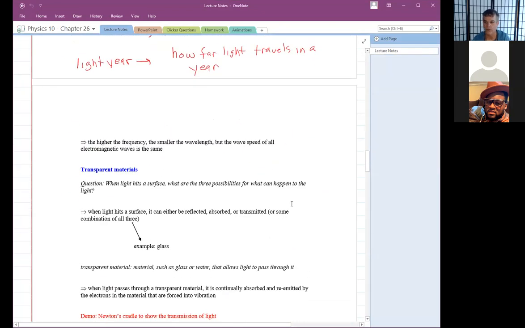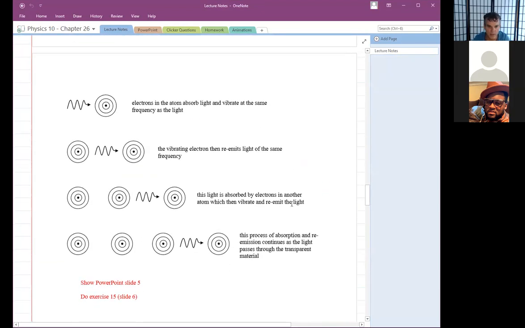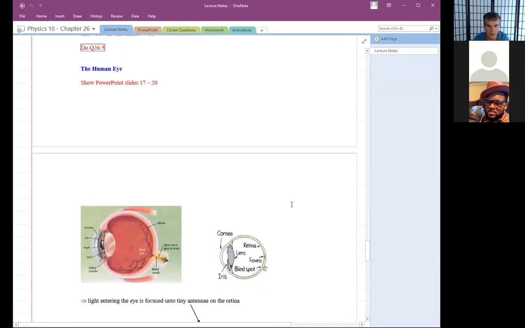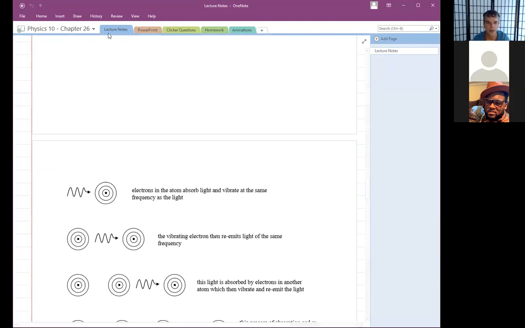Oh, we did cover that. So what do we got? Oh, so I can talk about transparent materials and opaque. Okay, well, sweet. We're doing pretty well.